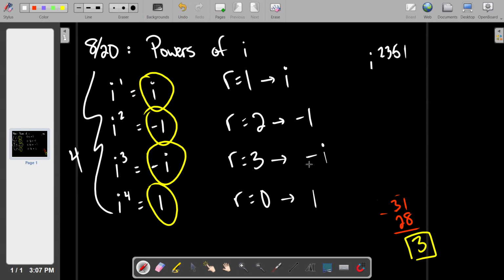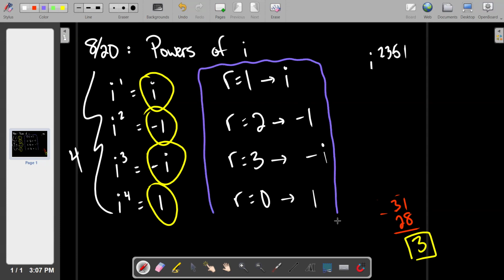These are the 4 possible answers, and it's easy. It's almost impossible to miss these now. If you have this purple table, if this purple box is in your notes, you just almost can't go wrong. Now, the question becomes, what does that look like when I use a calculator?